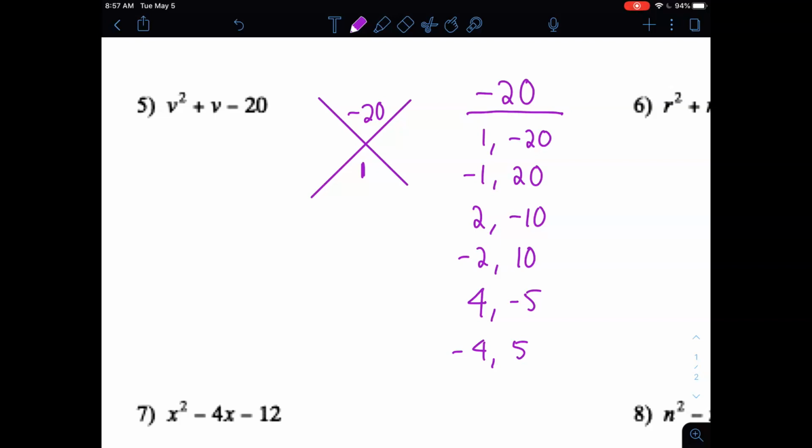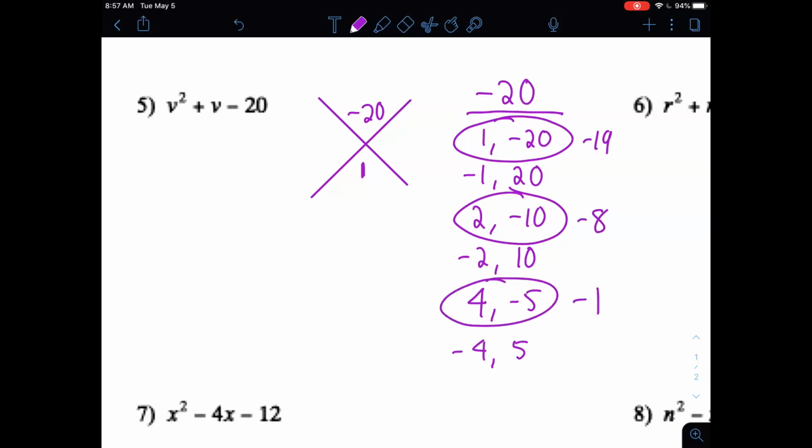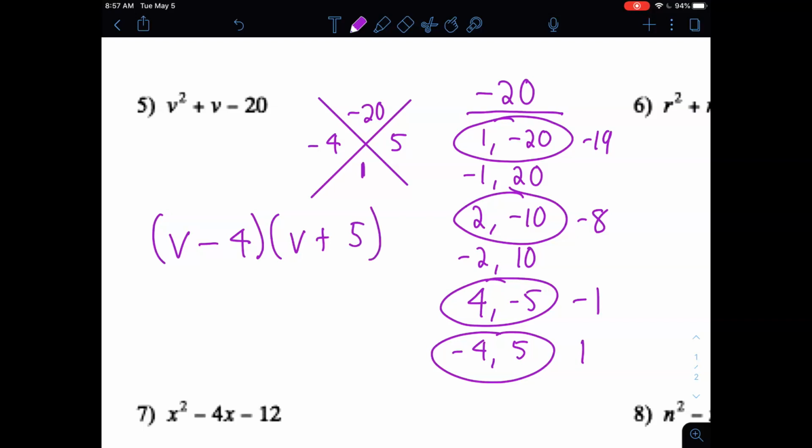So, we need numbers that add to positive 1. So, 1 and negative 20 is going to be negative 19. That's way far apart. 2 and negative 10 is going to equal negative 8. That's pretty far apart. 4 and negative 5 is negative 1. Close, but it's negative 1. We could just flip it. Then negative 4 plus 5 is going to be positive 1. So, we're going to have negative 4 and 5. So, we're going to have, in parentheses, v minus 4 times v plus 5. Okay?